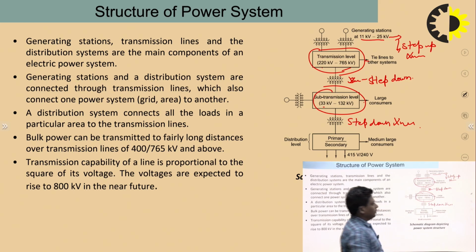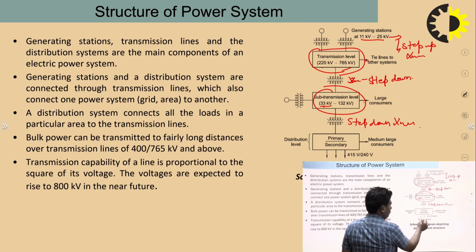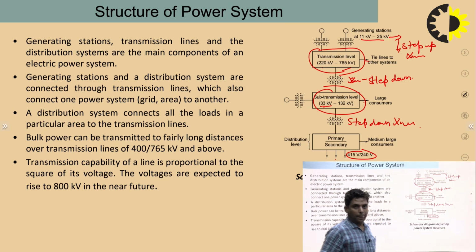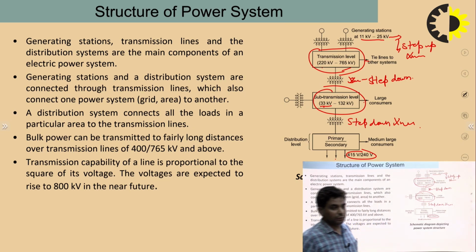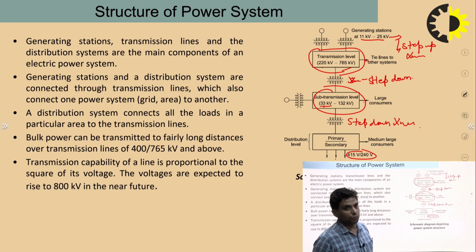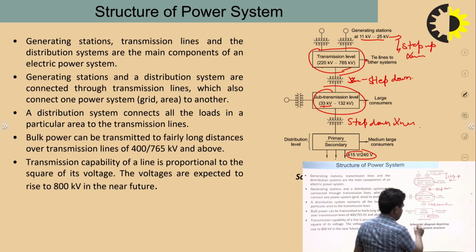So the voltage level of 33 to 130 kV is reduced to 415 to 240 volts. In our home appliances, or small industries, which use single phase or three phase power, the voltage is 240 volts and 415 volts. So that is known as the systematic diagram for the power system.